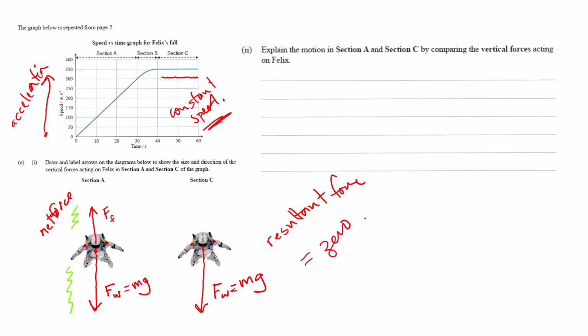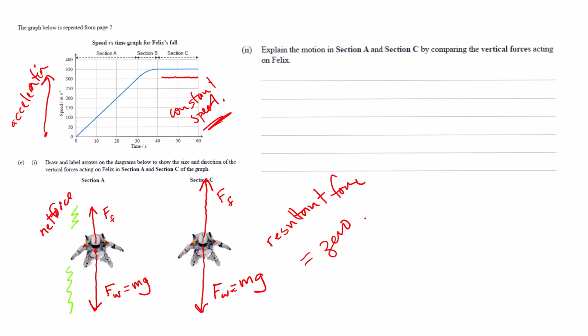That means the force up and the force down are the same. So we've got a weight force down of mg, so the friction force must be equal and opposite pushing up. That's his drag force, the wind resistance pushing him up.